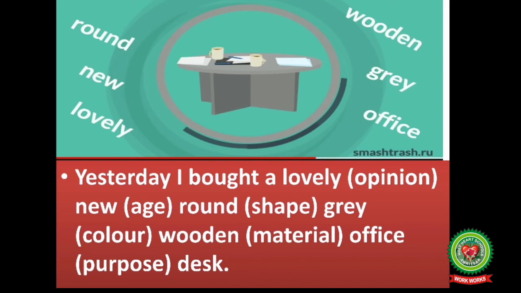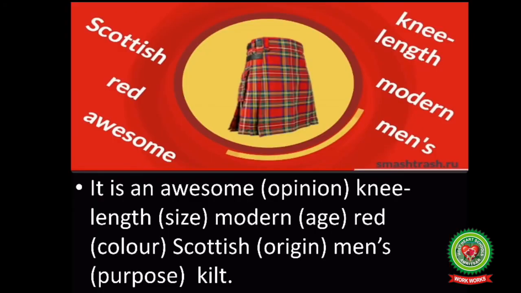Second example, round, new, lovely, wooden, grey, office, desk. So students, lovely is opinion, new describes age, round describes shape, grey describes color, wooden describes material, office describes purpose. So our answer will be, yesterday I bought a lovely new round grey wooden office desk.